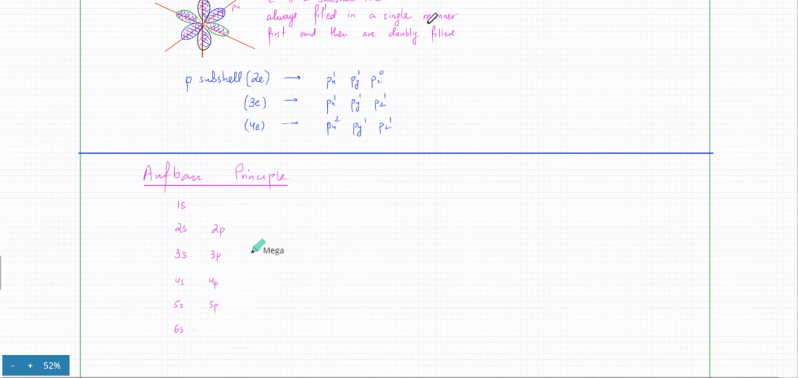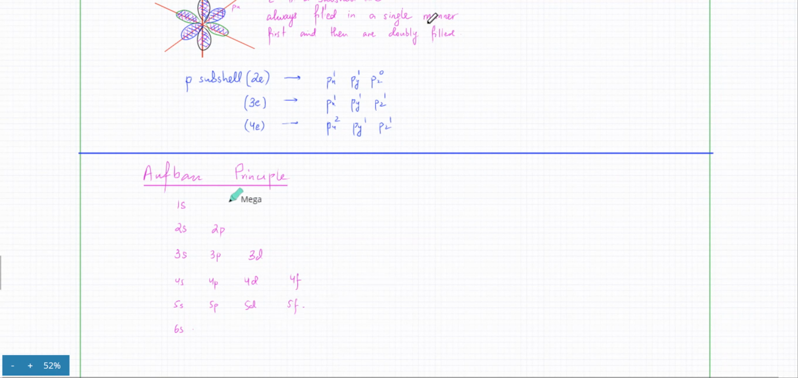And then you're going to have the d orbital, which starts from the third shell. So it's going to be 3d, 4d, etc. And if there is a requirement, which usually there isn't, you'll have the 4f and the 5f and etc. So the table just continues.